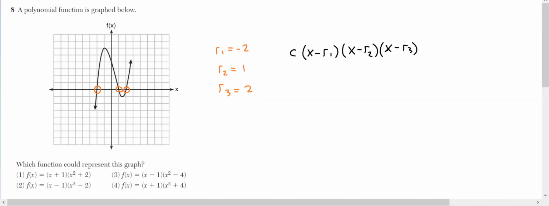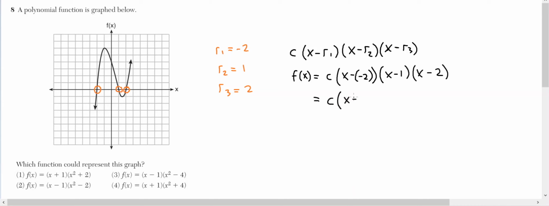So if we were looking for an f of x, it would have to satisfy some constant times x minus r1, which is minus 2, times x minus r2, in this case r2 is 1, times x minus r3, in this case r3 is 2. And so once we clean this up a bit, we get some constant, possibly, times these minus signs cancel out, so we get x plus 2 times x minus 1 times x minus 2.